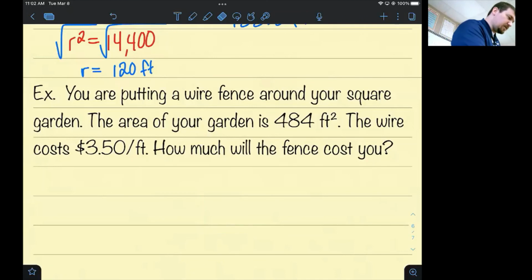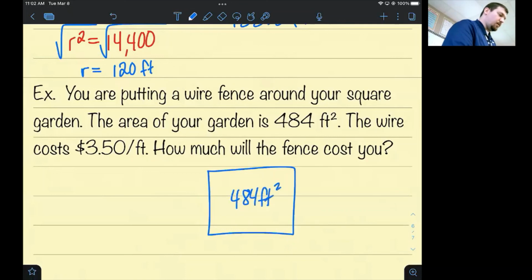If the area of that square is 484, then what would the side length be? Carson can do it. Brady, go ahead. It would be the square root of 484. Do you know what that is? 22. So each side on the square is 22 feet.